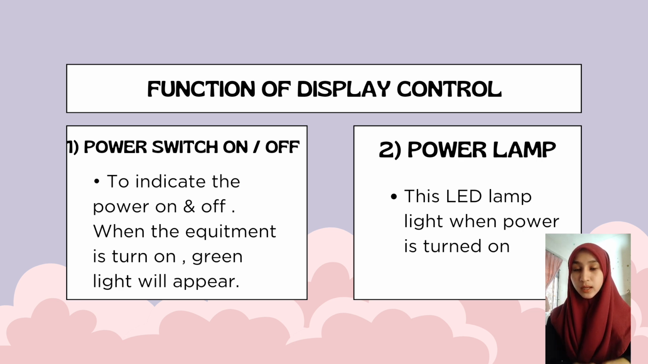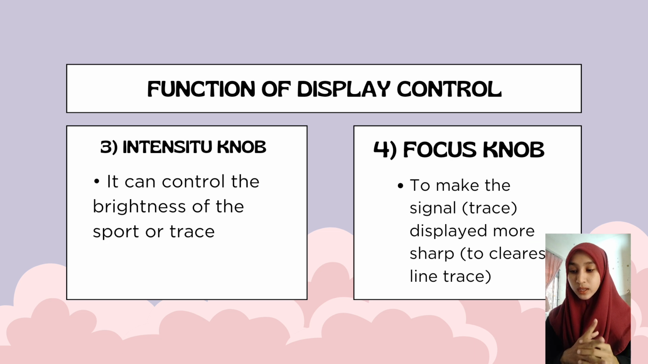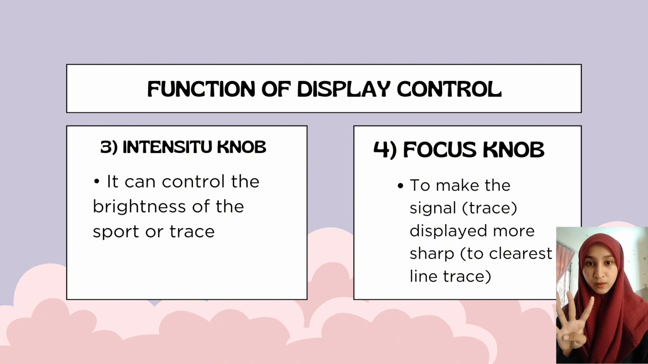Number 2 is the power lamp. This LED lamp lights when power is turned on. Number 3 is the intensity knob. It can control the brightness of the spot or trace. Number 4 is the focus knob, to make the signal trace display sharper.